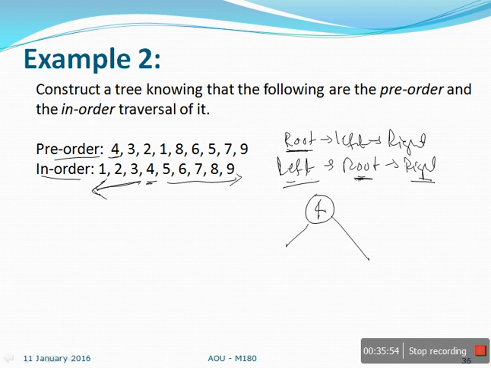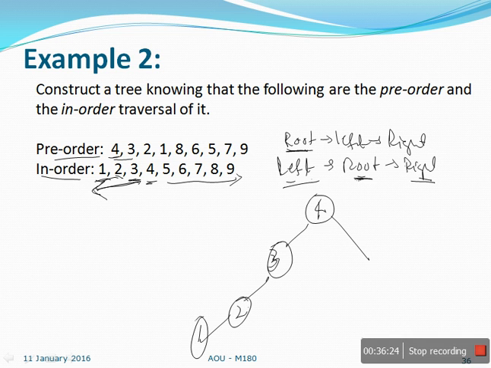Now let us look into this. The next over here in the pre-order says 4, 3. 3 is on the left of the 4, so it says 3 over here. Now if you look into the 3 in the in-order, to its left it is 2 and 1. So it is 2. If you look into the 2, to its left it is 1. It is 1. So this is your left subtree.